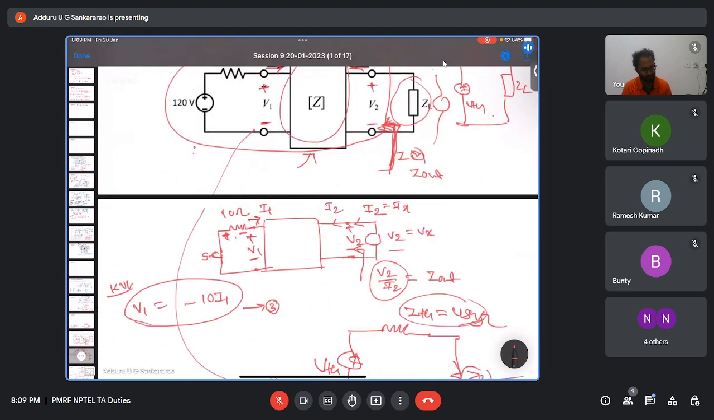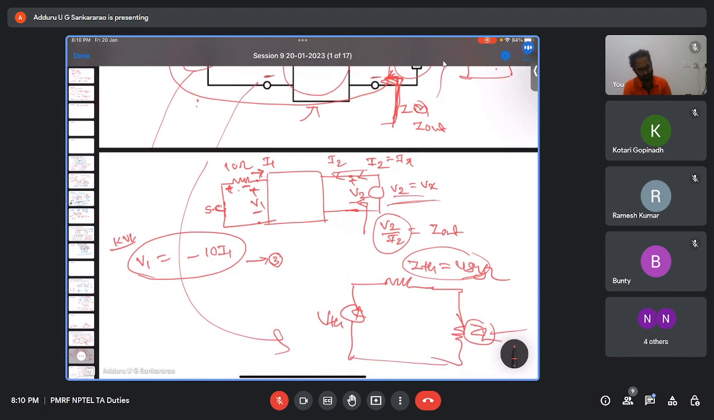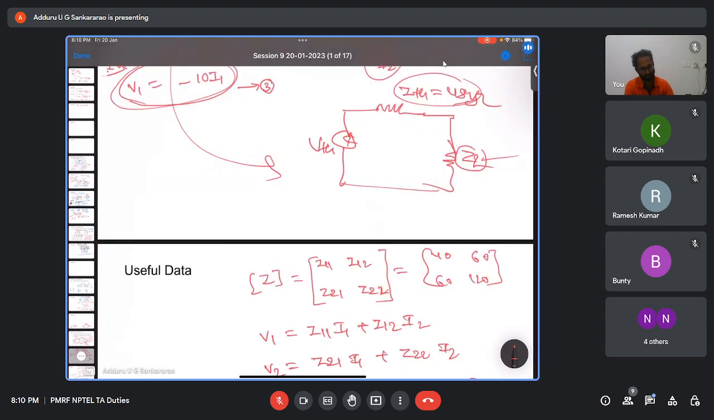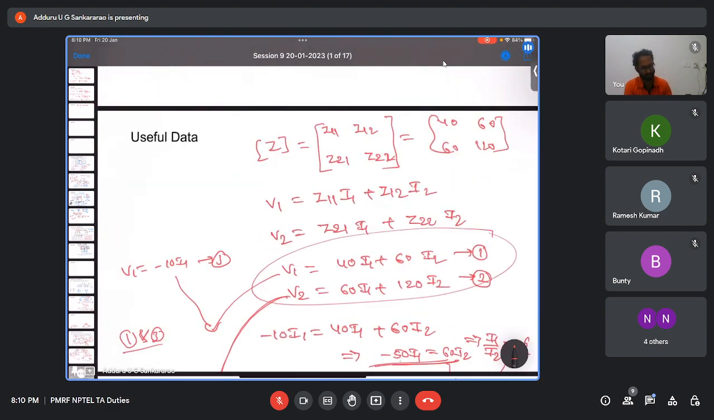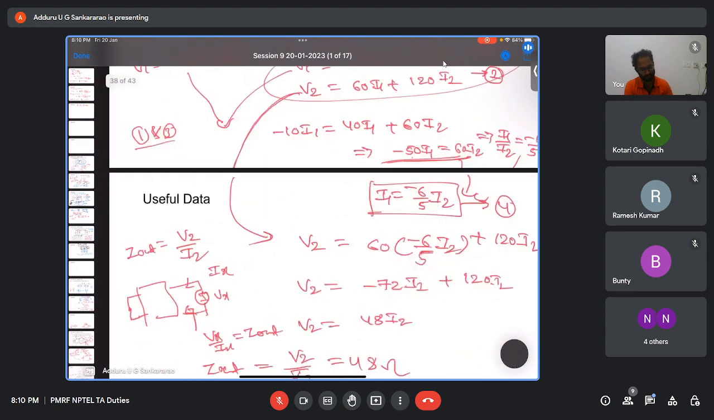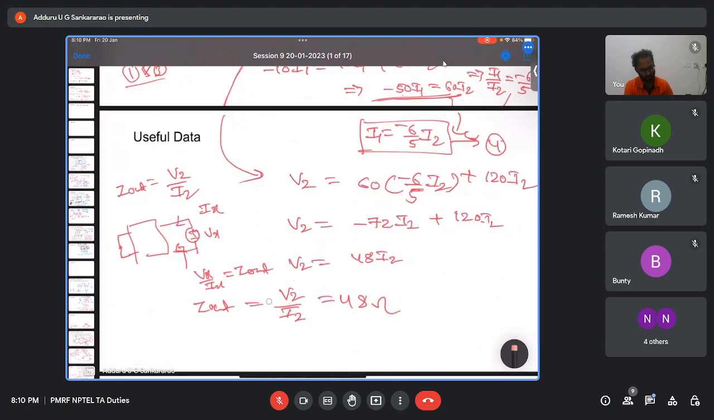That's what I did. I connected a voltage source, let's say V2, then V2 by I2 I'm trying to find out. This 120 volt I short circuited. Then we got one equation at the input side. Already two equations we have. From this we are just manipulating so that we'll get the ratio V2 by I2. That is what we want. 48 ohm we got, that is RTH. That is nothing but the load resistance for maximum power transfer.